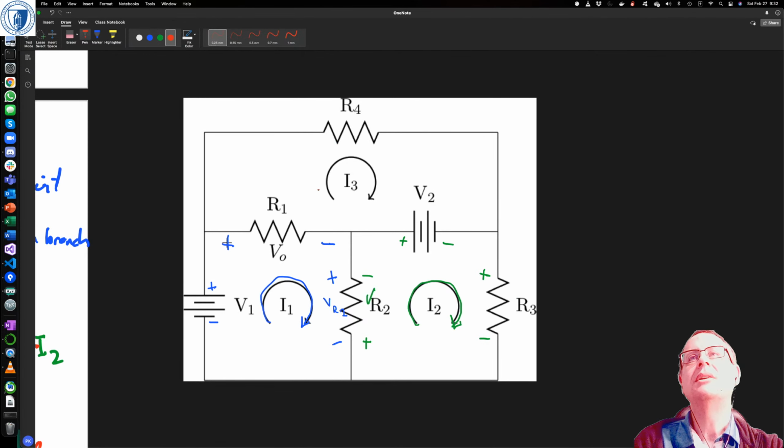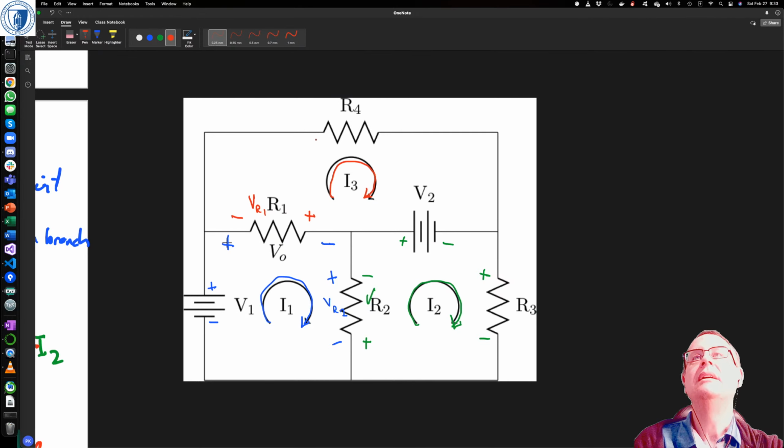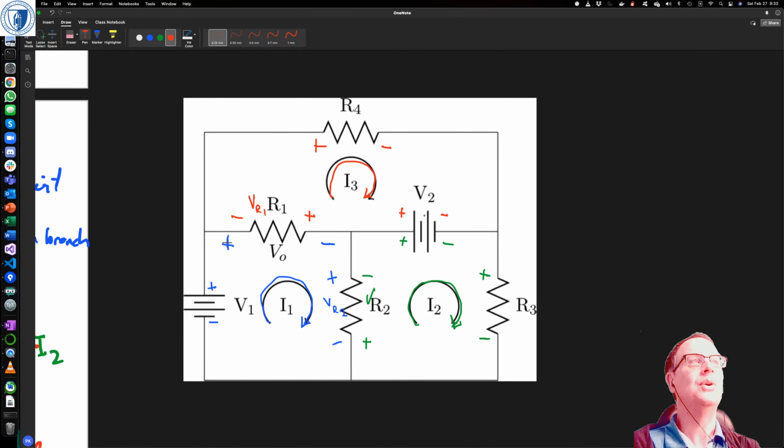And then I3, we go around here, and like I said, now we've got a different VR1 polarity from the polarity of Vout. That is okay, we've just got to make sure we don't confuse the polarity of VR1 with the polarity of Vout. And then here we go in here, that's plus, that's minus. This is an active device, so its polarities don't change.